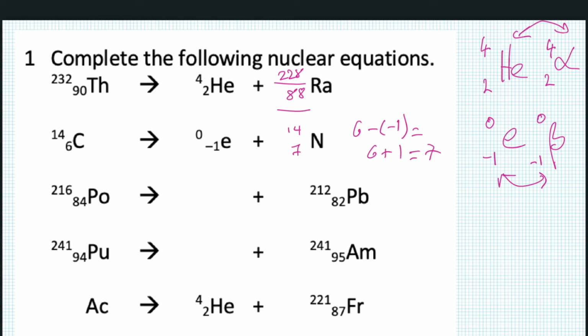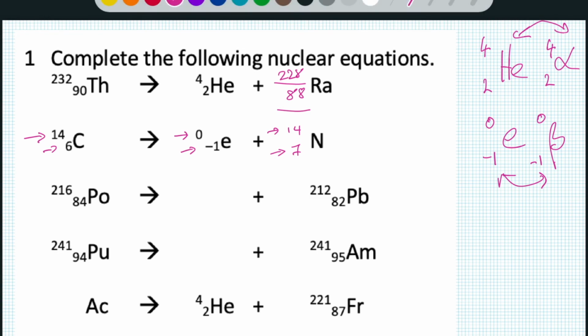And again, you can see if we count the number of protons and the number of nucleons, they'll be the same either side of the arrow. So if we look at the top, 14 is the same as 0 plus 14, and 6 is the same as minus 1 plus 7. So on both sides, we've got the same number of nucleons, the same number of protons.